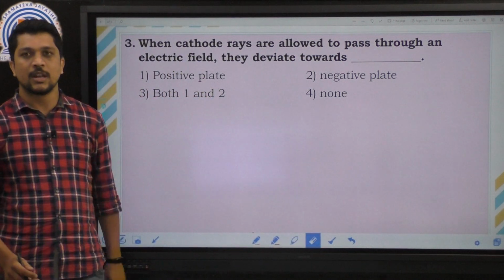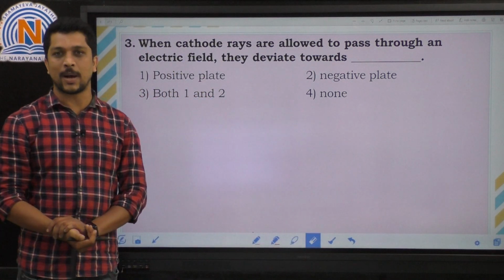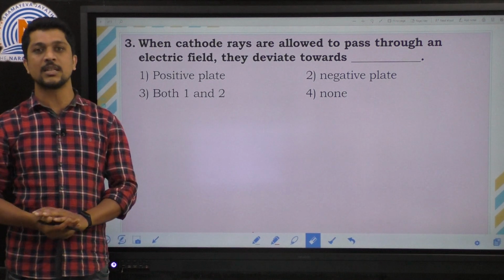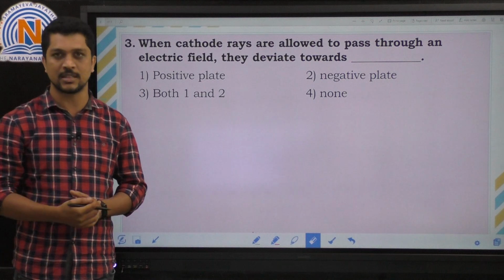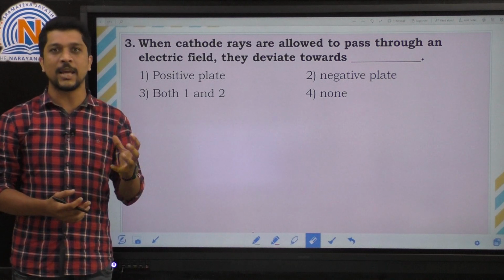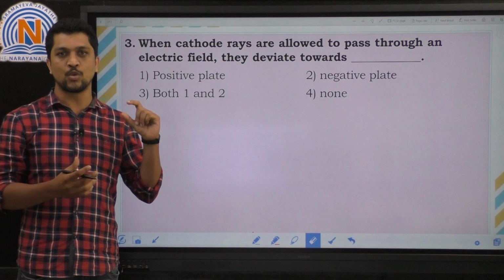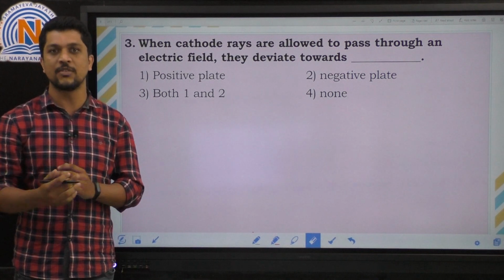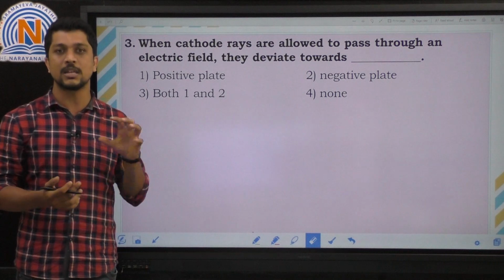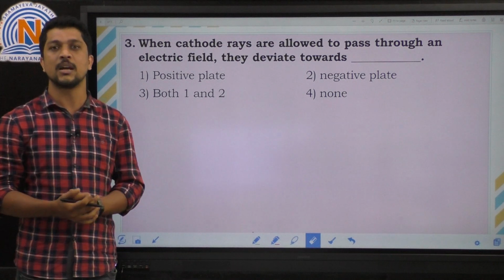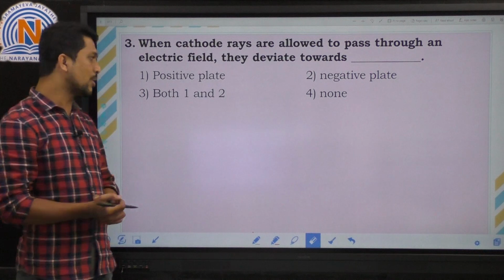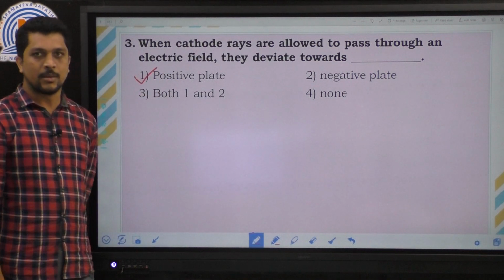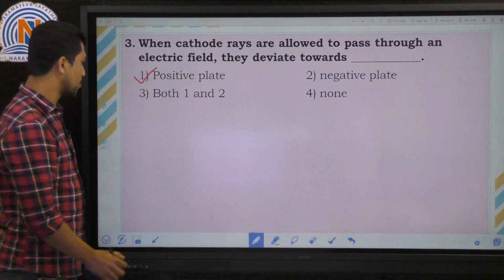Here the third question. When cathode rays are allowed to pass through an electric field, they deviate towards. We know that cathode rays are generally negatively charged rays. When you apply the electric field through the cathode rays, it will deviate to the positive plate. It will deviate to the positive plate because those cathode rays are negatively charged rays. So the correct option is positive plate. Clear? Let's move on to the next question.